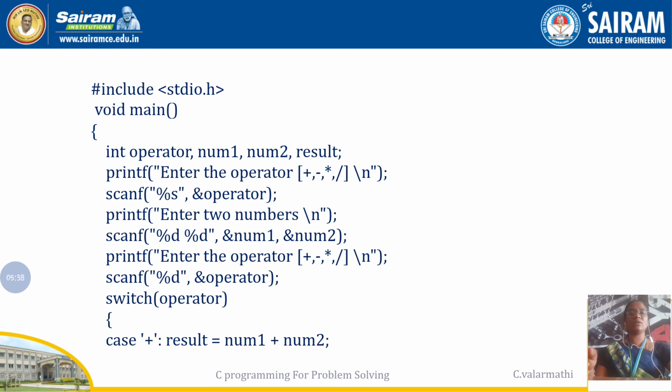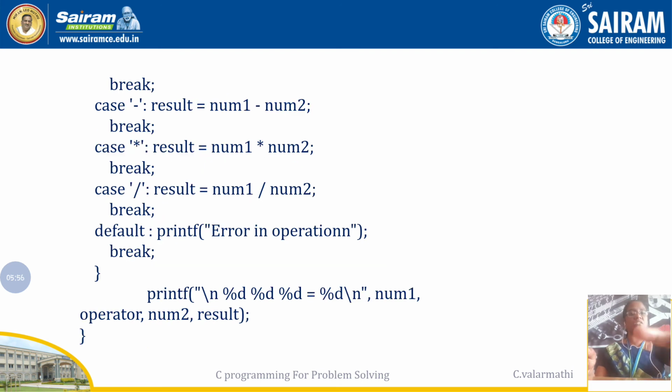Then we are performing the switch operation. For the first case, if the symbol of the case is plus, we need to perform the addition operation. What is the statement for addition? Number 1 plus number 2 will be added, and this will be stored in the variable result. That has been written in the first case. In the second case, case minus, that means the minus operator, if the minus operator is selected, I need to perform the subtraction of two numbers. For that, number 1 minus number 2 is written, and it will be stored in the variable result.